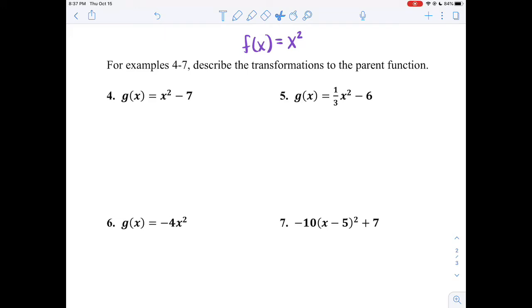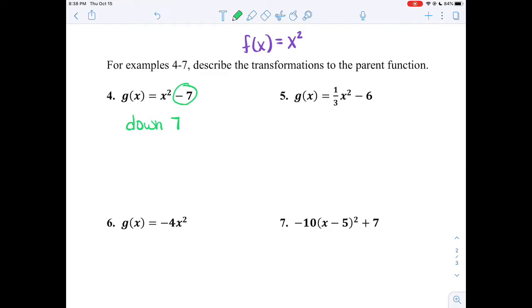Let's go ahead and continue to practice identifying the transformations to the parent function. So remembering that f of x is equal to x squared is our parent function that we're starting with, and we will identify the transformations to that. For number 4, g of x is equal to x squared minus 7. I'll recognize that the minus 7 tacked onto the back side is the thing that is different from the parent function. And referring back to the first page, I see that that's a k value, and so that's going to move me up or down. Because it's negative, it's actually going to specifically move me down by 7.